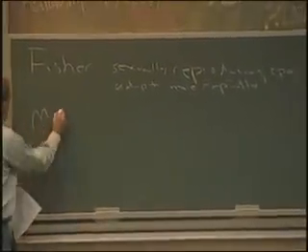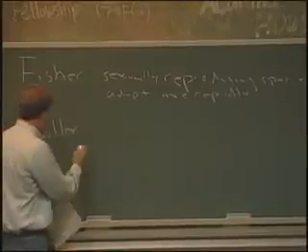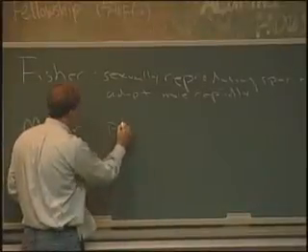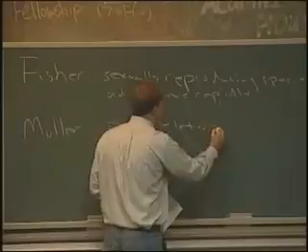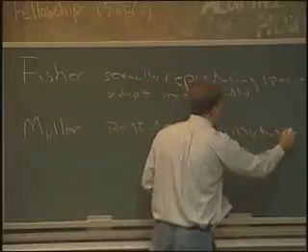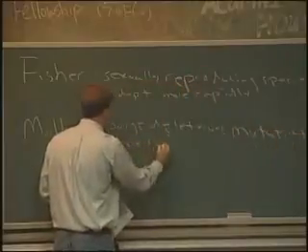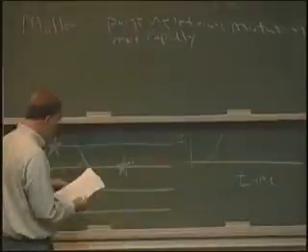The other explanation is Muller's. Muller's explanation is that sexual species purge deleterious mutations more rapidly. Okay, so back to our imaginary chromosomes.